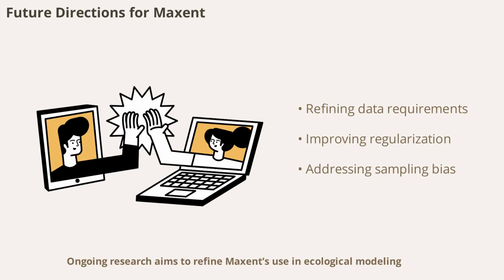Ongoing research aims to refine MaxEnt's use in ecological modeling. Key areas include determining the minimum data needed for reliable predictions, improving regularization to avoid overfitting, and addressing sampling bias in occurrence records. Integrating new types of environmental data and developing better thresholding rules are also active areas of development. As data availability and computational tools improve, MaxEnt's applications will continue to expand.